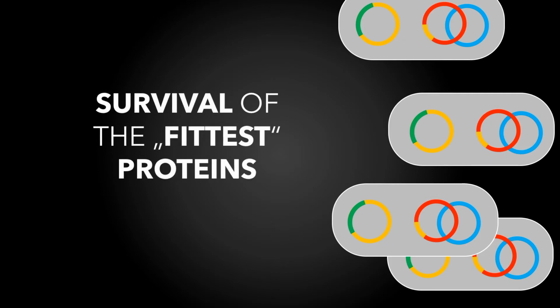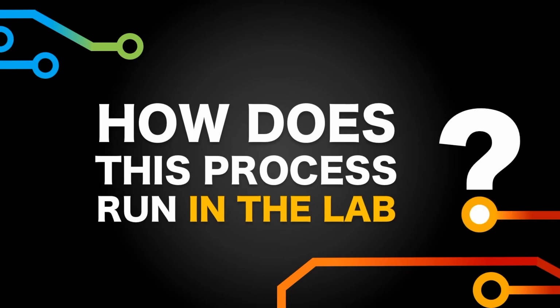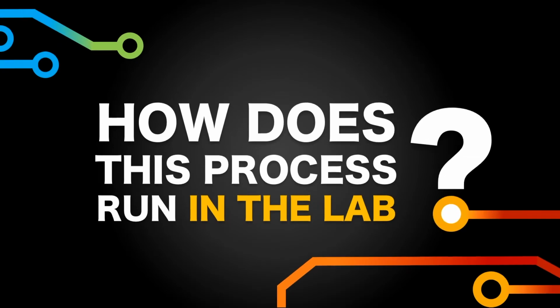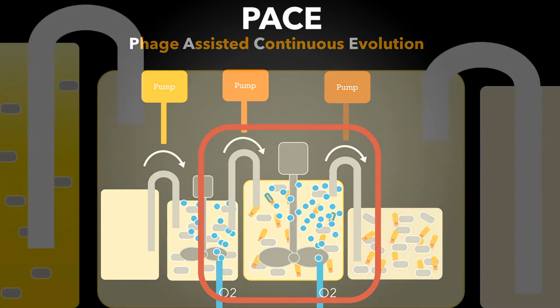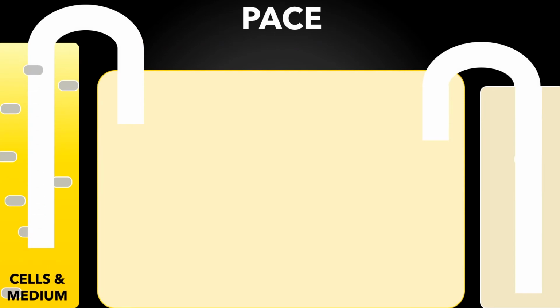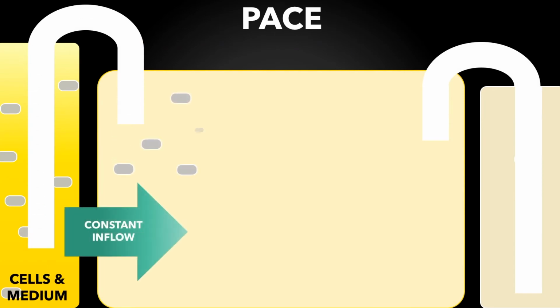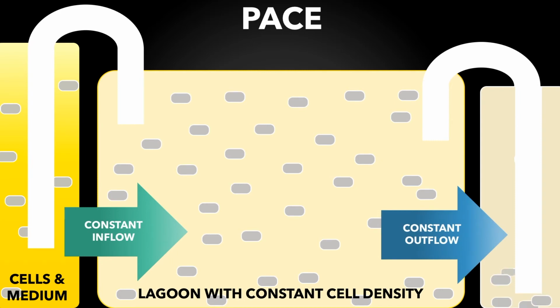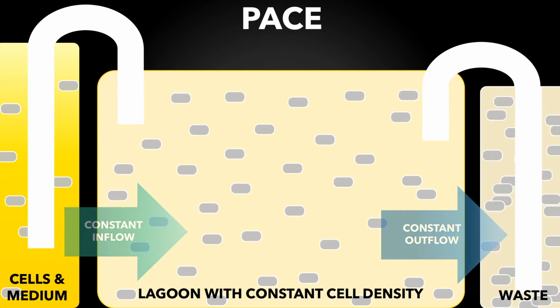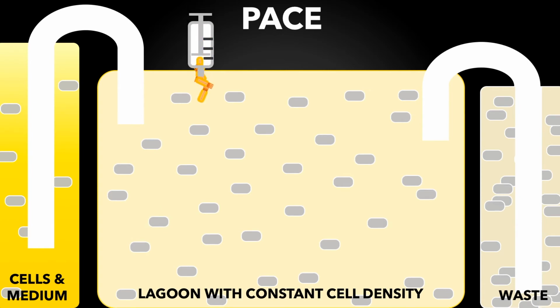Now, let's have a closer look at how PACE and PREDCEL work, starting with PACE. PACE stands for Phage-Assisted Continuous Evolution. To run it, you need several pumping machines, fermenters with oxygen supply, sensors and lots of tubes and medium. To simplify this, we will focus on the most important part of it. On the left-hand side, you see a phage-free cell suspension with a constant cell density. Fresh cells and medium are pumped constantly in and out of the so-called lagoon, where evolution takes place. We inoculate the lagoon with phages carrying our gene to be evolved.